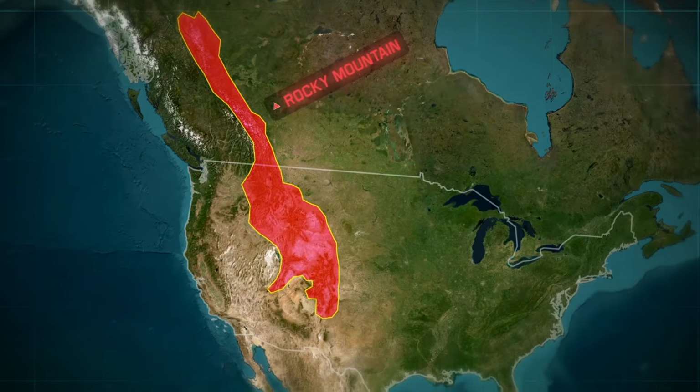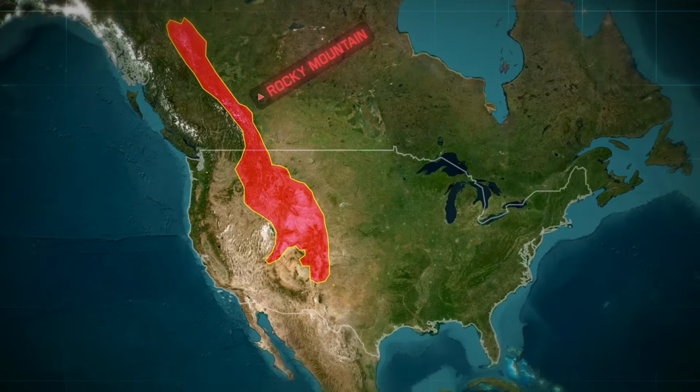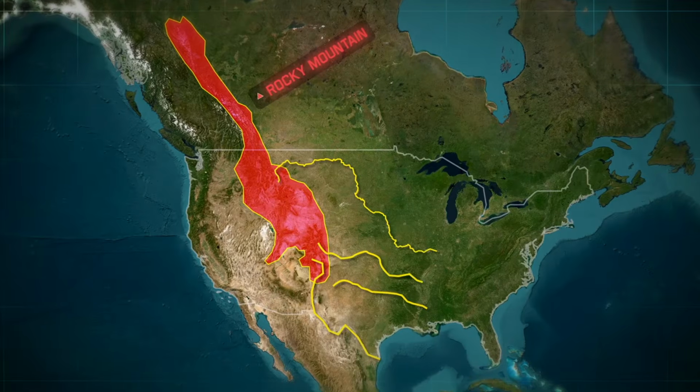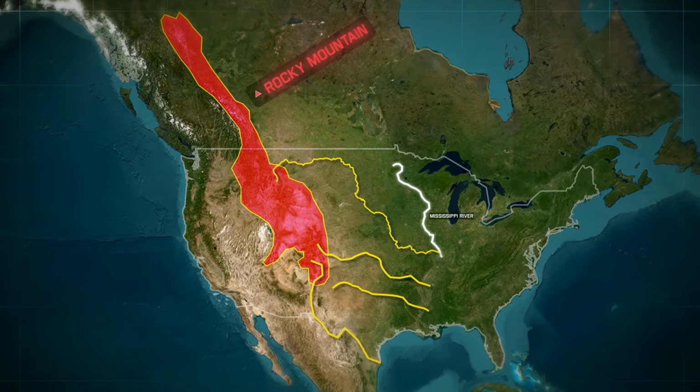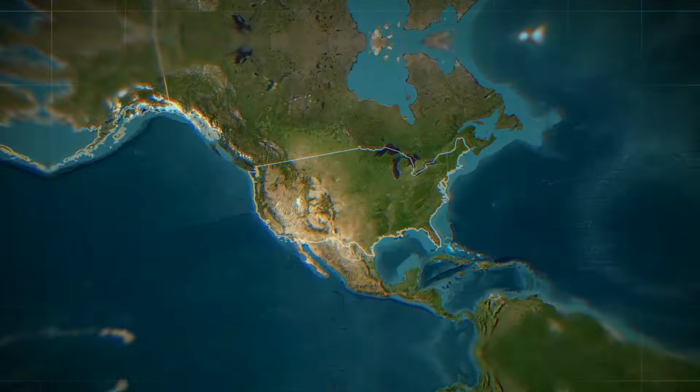Rockies also form a continental divide, separating east and west flowing rivers. The east-flowing rivers mostly empty into the Mississippi River, while the west-flowing rivers empty into the Pacific Ocean.